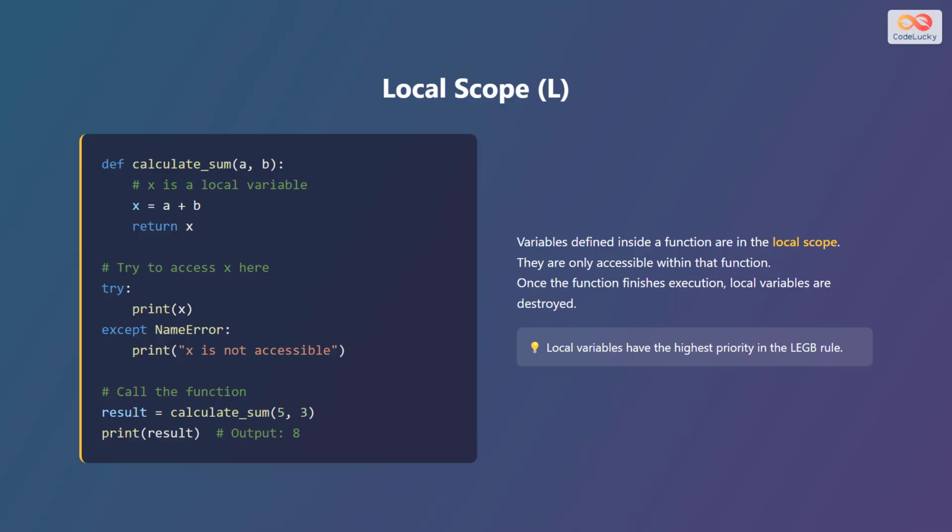Here is an example. We define a function called calculateSum, which takes two arguments, a and b. Inside the function, we define a local variable x, which is equal to a plus b. We then return x. If we try to access x outside the function, it will result in an error. Local variables have the highest priority in the LEGB rule.